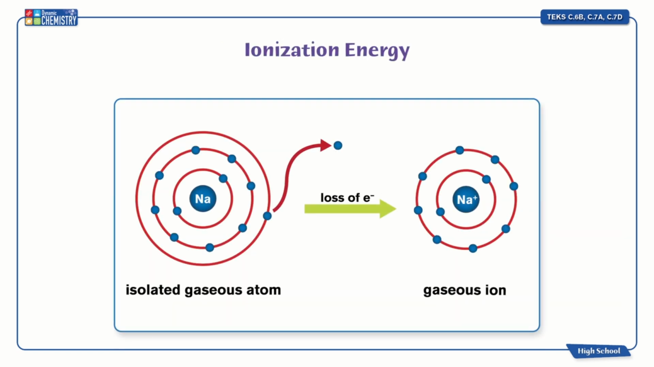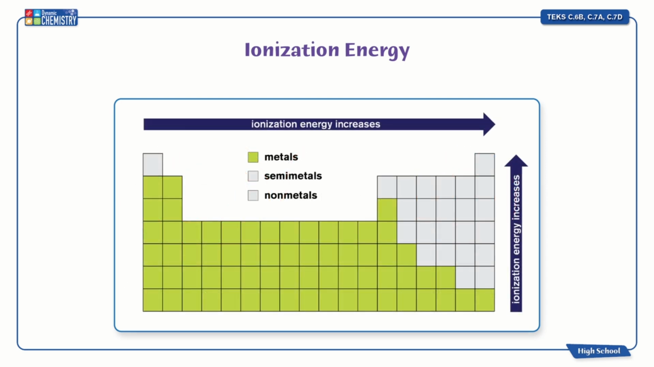Ionization energy is useful for determining if an atom will form a cation or an anion. Ionization energy is the minimum energy required to remove one valence electron from a neutral atom or molecule. Because metals have low ionization energies and low electronegativities when compared to nonmetals, they tend to lose electrons more easily to form cations.